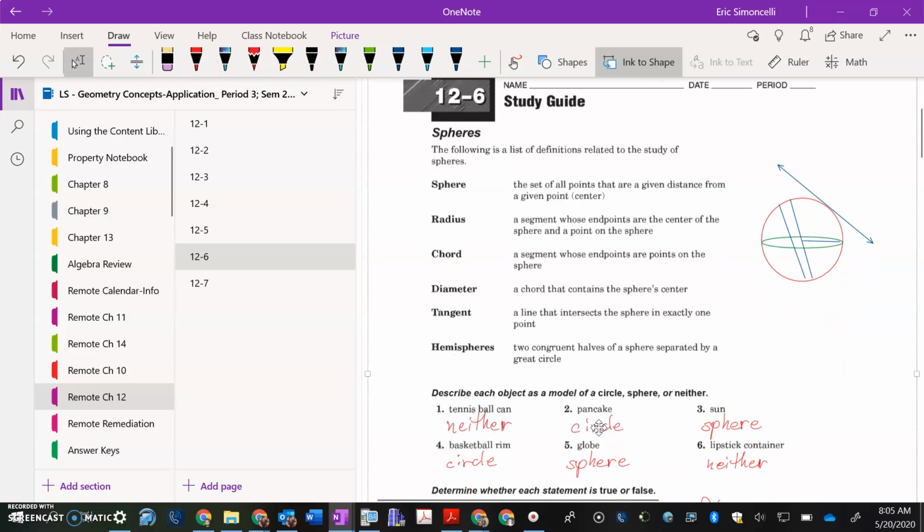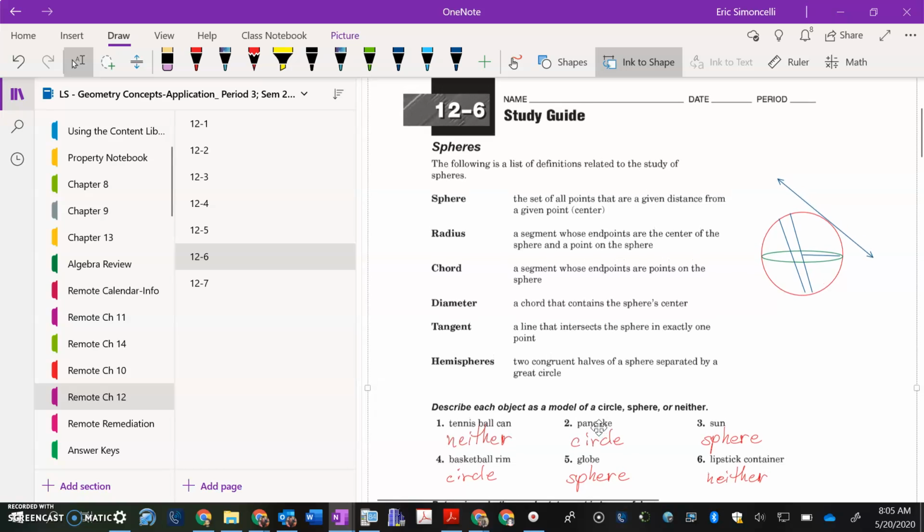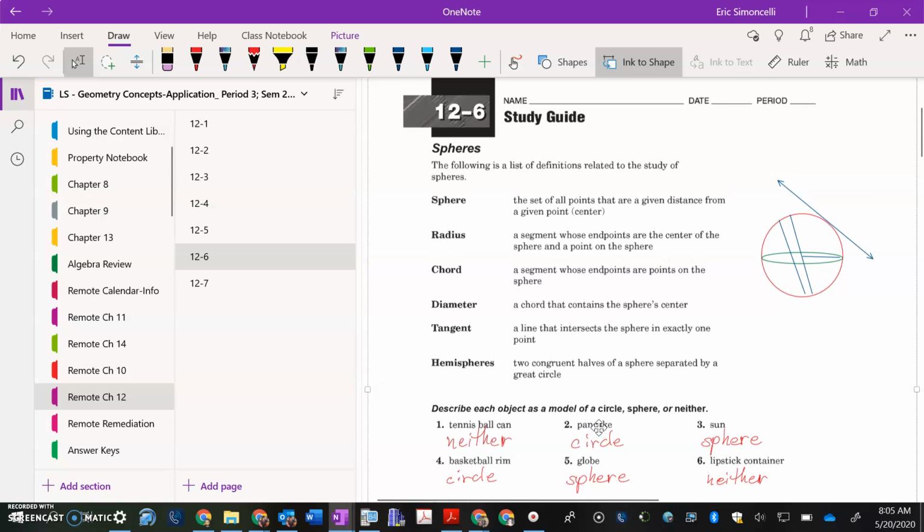Describe each object as either a model of a circle, sphere, or neither. Number one, a tennis ball can is technically a cylinder. If you can imagine a tennis ball can where obviously you put all the spheres inside of it, well, that's neither a circle nor sphere. A pancake, that's a circle, I would argue, if you make it into that particular shape, and if you're good at it, it'll look hopefully enough like a circle. Close enough, we'll say.